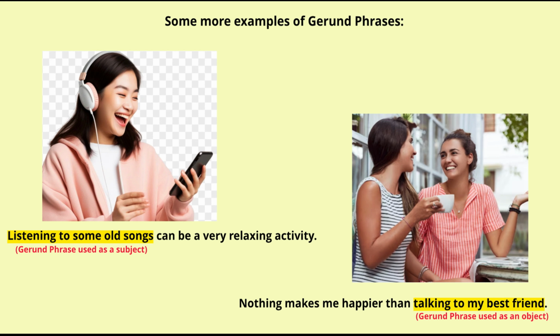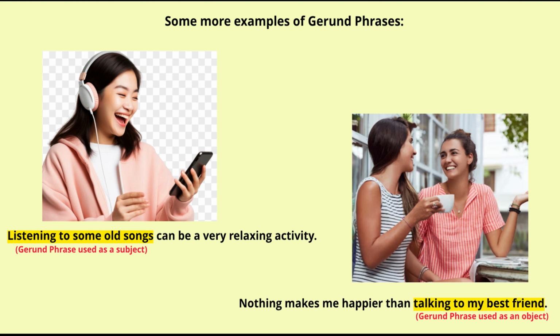In the image, you can see a girl listening to some music. Listening to some old songs can be a very relaxing activity. So what is the gerund phrase in this sentence? Listening to some old songs, because the gerund in this sentence is listening and the gerund phrase would be listening to some old songs. Can be a very relaxing activity would be the predicate in the sentence. So the subject is listening to some old songs.